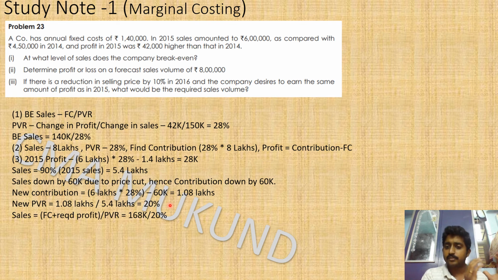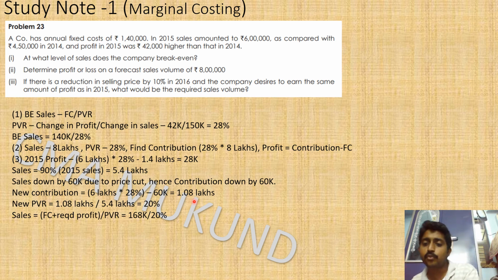So 6 lakhs of sales in 2015 had a variable cost. The same quantity of sales you are making in 2016 also. So the variable cost is the same, but sales has reduced by 10 percentage. 6 lakh rupees of sales has become 5.4 lakh of sales. So a 60,000 drop in sales, and the same variable cost, is going to cause a 60,000 drop in the contribution. So contribution has gone down by 60,000 rupees, and the new contribution is 1.08 lakh.